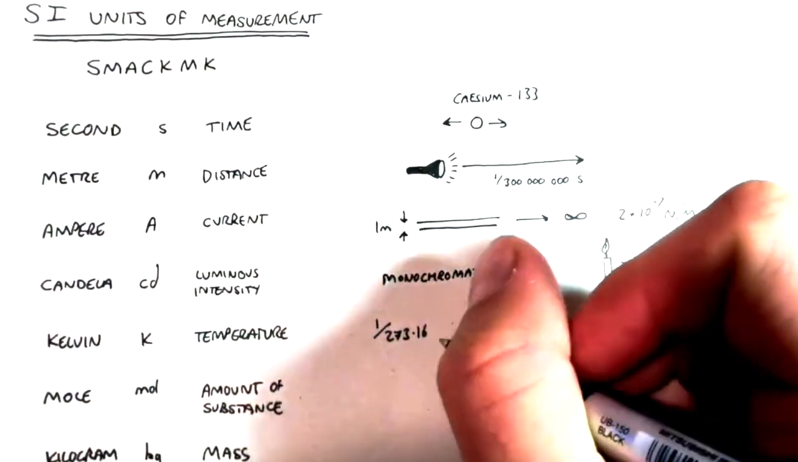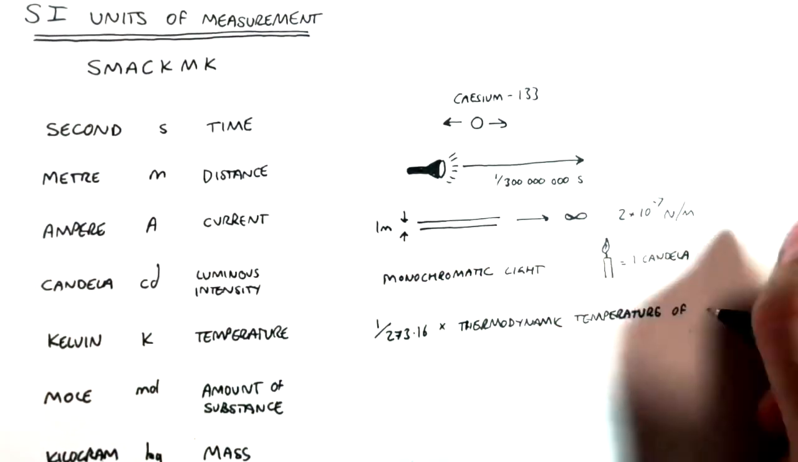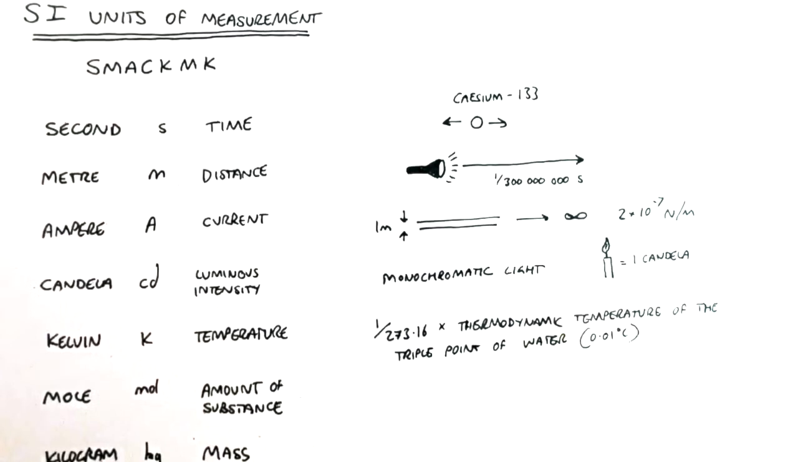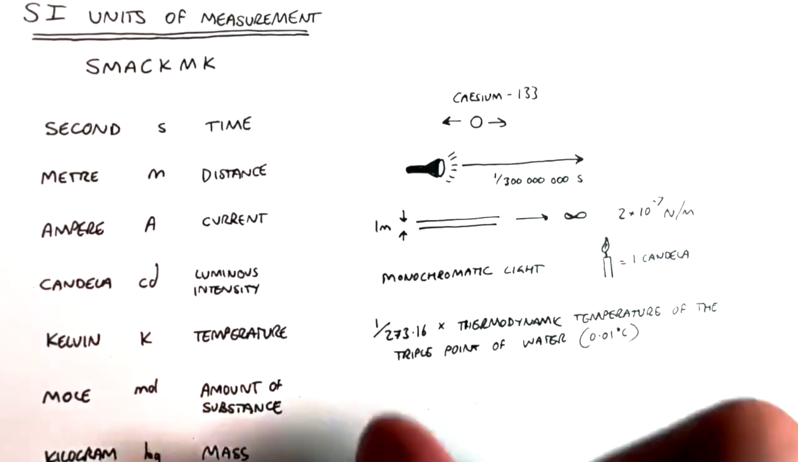The Kelvin is defined as 1/273.16 of the thermodynamic temperature of the triple point of water. Given this occurs at 0.01 degrees Celsius, we can basically say the Kelvin is -273.15 Celsius and move on.